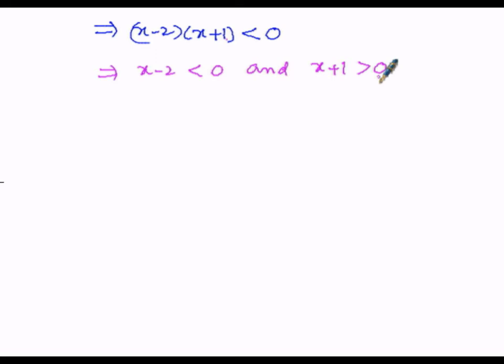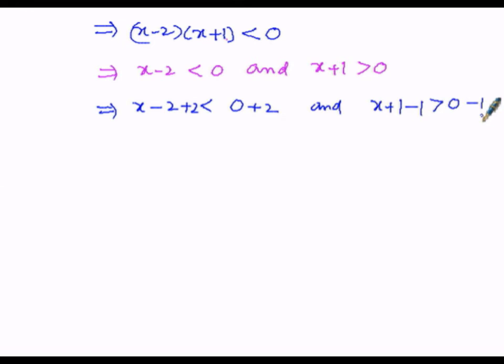Or in other words, we can write it as x minus 2, if it is greater than 0, then x plus 1 will be lesser than 0. So, here that implies, in order to find out the x value, x minus 2 is on the left hand side, lesser than 0. So, in order to eliminate this minus 2, I am going to add 2 on either side of the inequality. So, here similarly, x plus 1 greater than 0. In order to eliminate this plus 1, we have to subtract 1 on either side of the inequality.